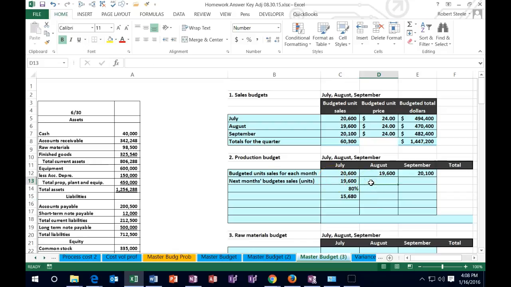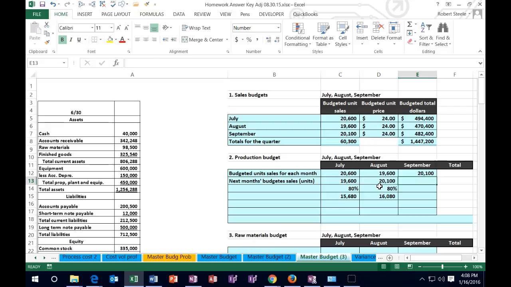We're going to do the same thing over here. We're going to say, well, for August, equals and take the September sales. We want to take next month's sales according to our rule times 80%. And we're going to make the 80% a percentage, and multiply that out. So of the next month's projected times the 80%, we think we want, as of the end of August, 16,080 units left over according to this policy.